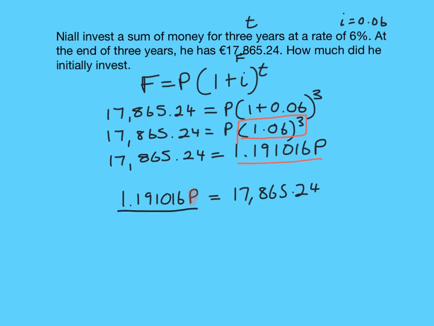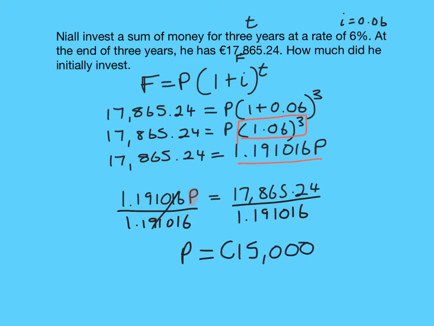So dividing both sides, I get 1.191016, and if I do it to one side, I must do it to the other. 1.191016, and they will cancel, so I get P is equal to, and I just pop that into a calculator, 17,865.24 divided by 1.191016, and I am going to get 15,000 euro.